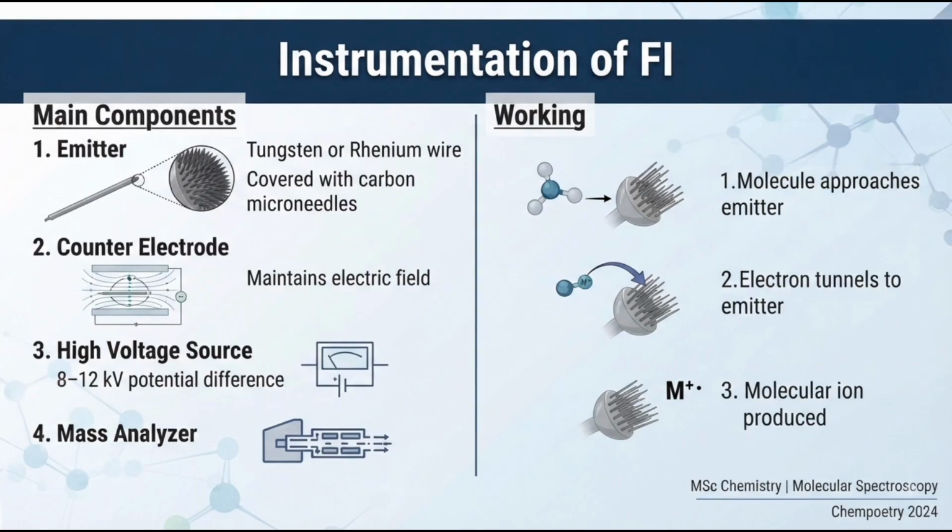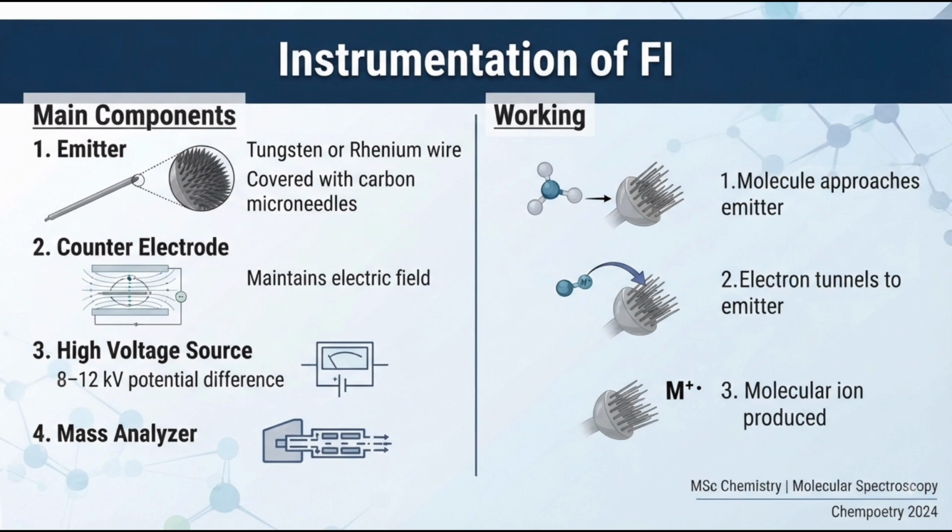In step 1, the molecule approaches the emitter. A gaseous molecule comes close to the very sharp emitter tip. Because the field near the tip is extremely strong, the molecule experiences a high electric field.